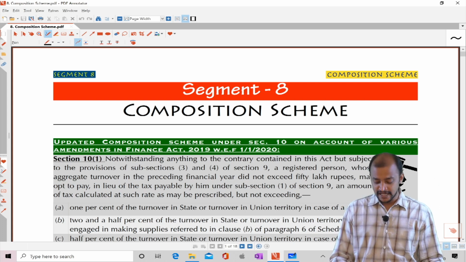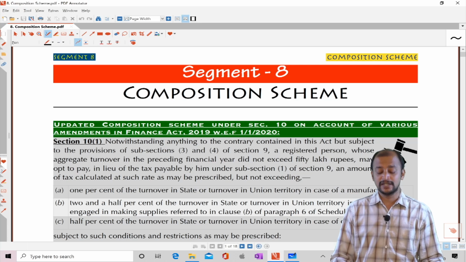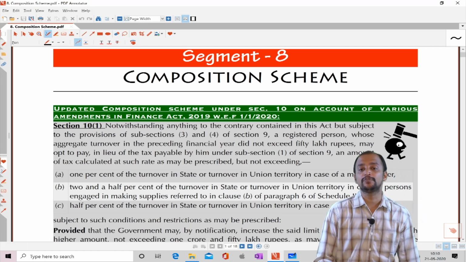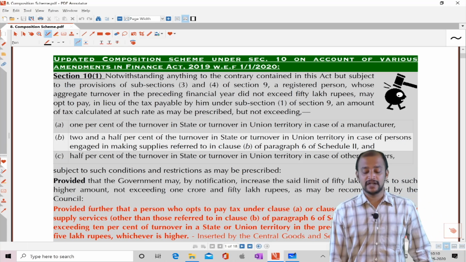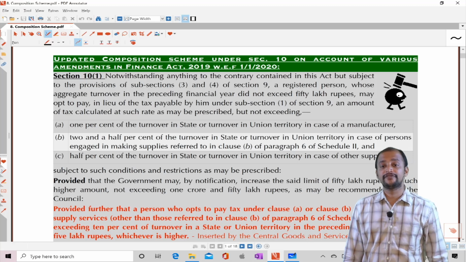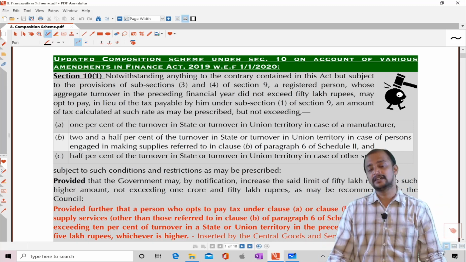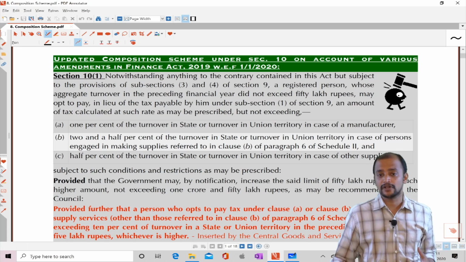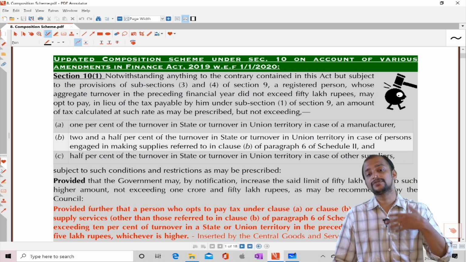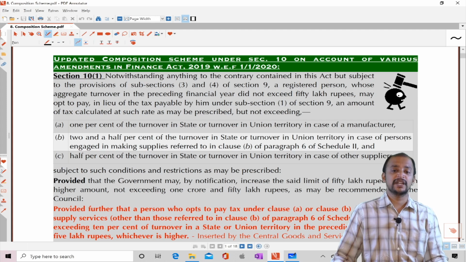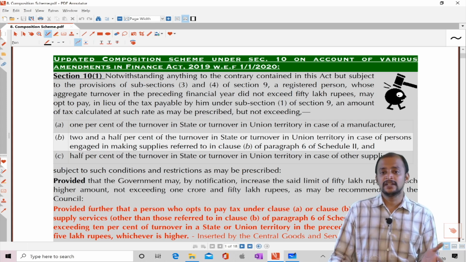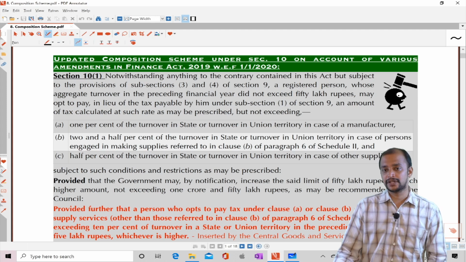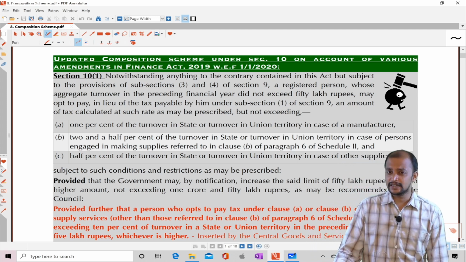Now look into page number 8.1. Page number 8.1, segment 8, composition scheme. See this updated composition scheme under section 10 on account of various amendments made with Finance Act 2019. These amendments are with effect from 1/1/2020. In the Finance Act 2019 they had not given the effective date, so they have given the effective date by notification as 1/1/2020.